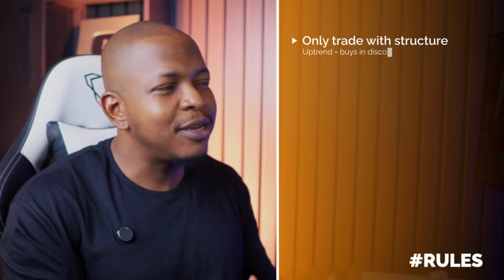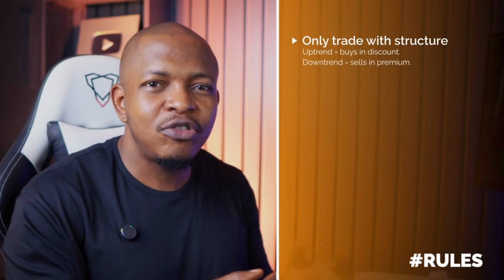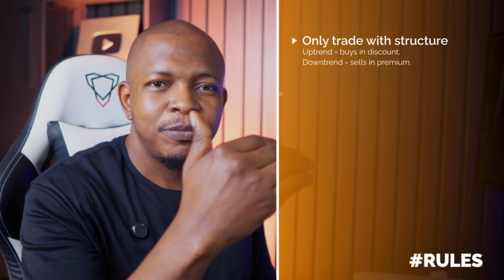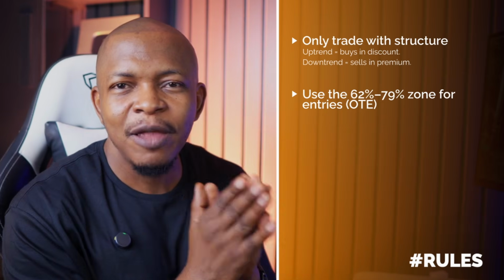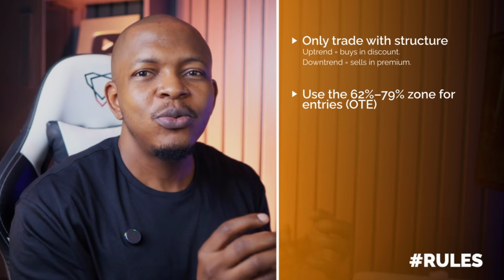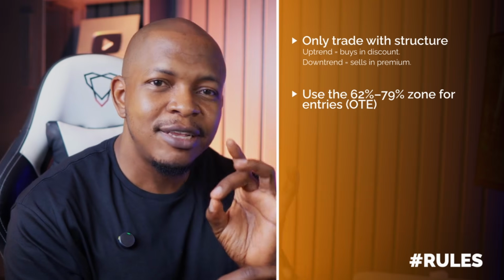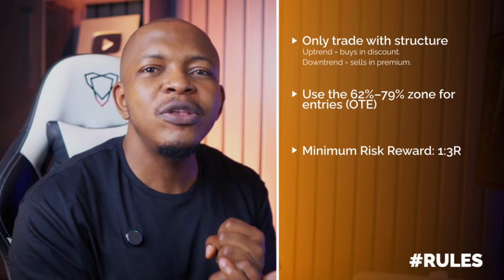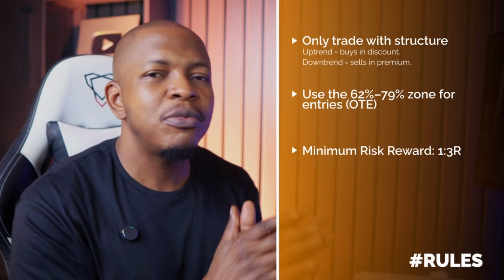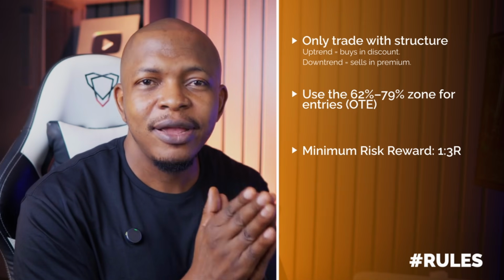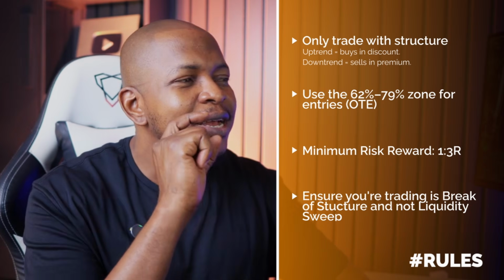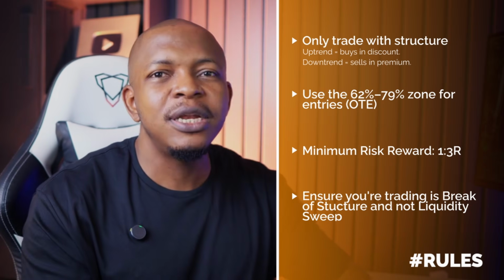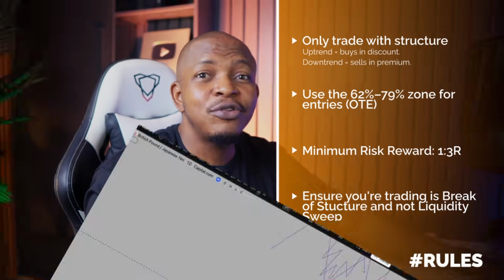But the rule is only trade with structure. Uptrend, buy in discounts. Downtrend, sell in premium. Use the 62 to 79% zone for your entry, again, this is the OTE level, and always target a minimum risk reward of 1 to 3. And make sure that you are trading the right break of structure and not a liquidity sweep. Now let's go to the real market.